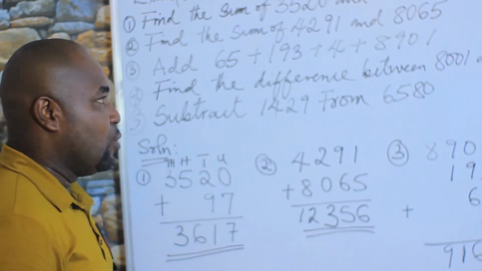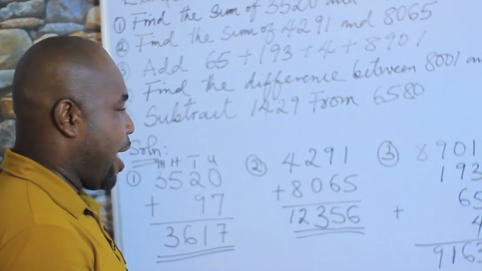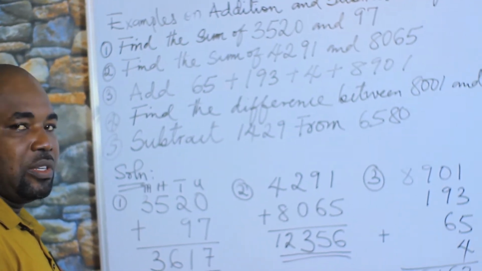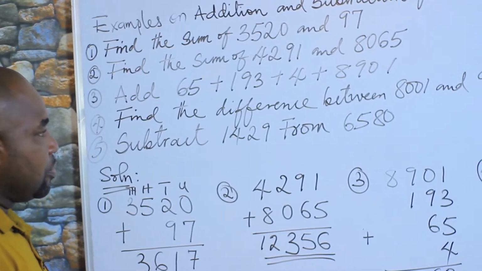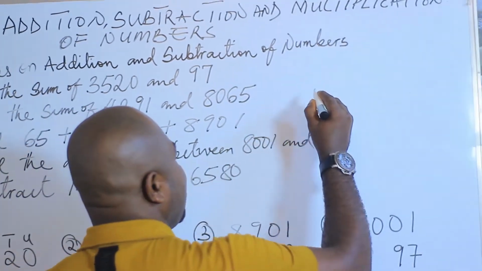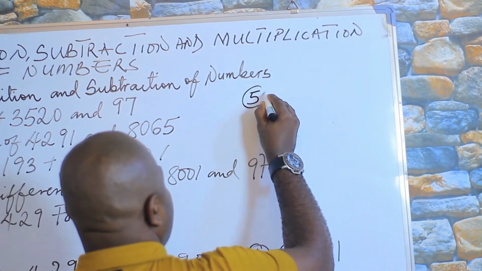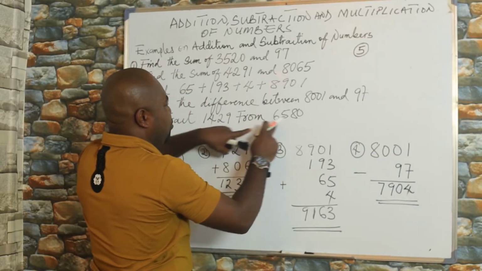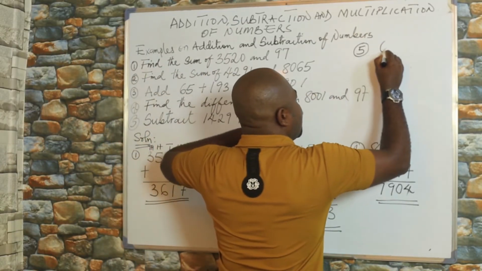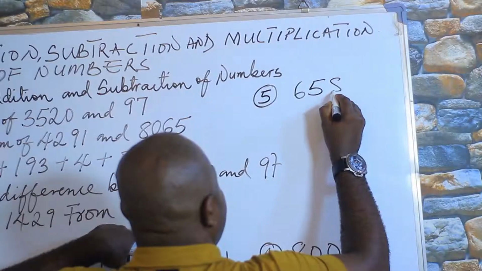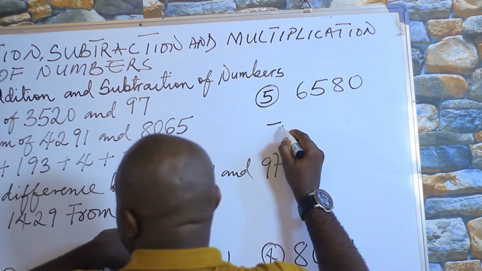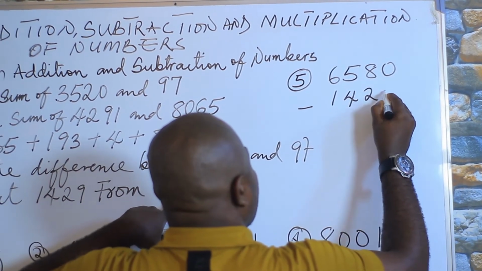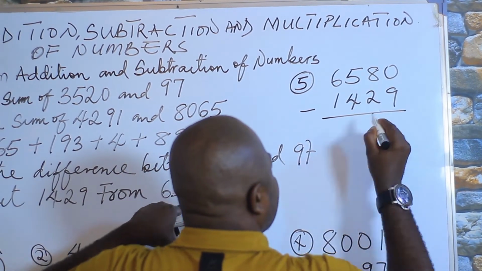Now let us look at that. Let's do it somewhere there so that you can copy everything at the same time. Example number 5. We are subtracting this from this. So 6580 will come first. Minus 1429.